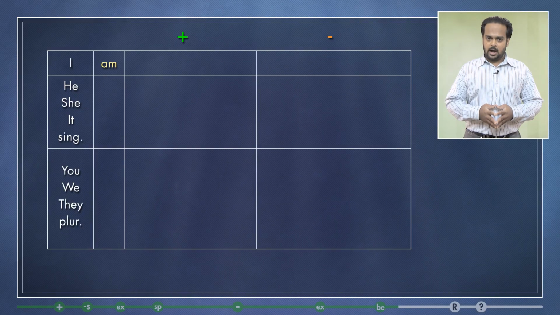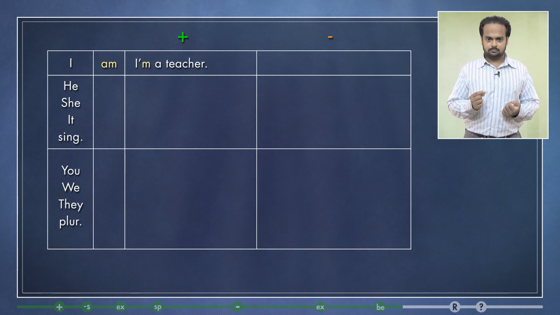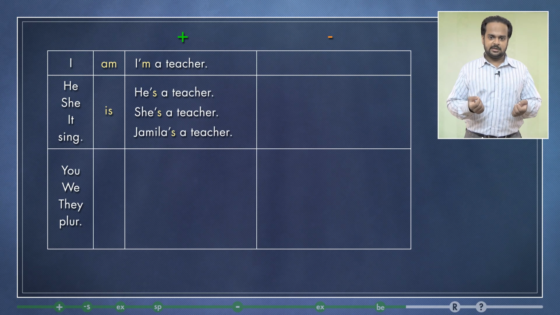If the subject is I, we use am. For example, I am a teacher. In speech, we normally shorten this to I'm a teacher. If the subject is he, she, it, or any singular noun, then we use is. He is, she is, or he's and she's. Jamila is a teacher, or you could say Jamila's a teacher.